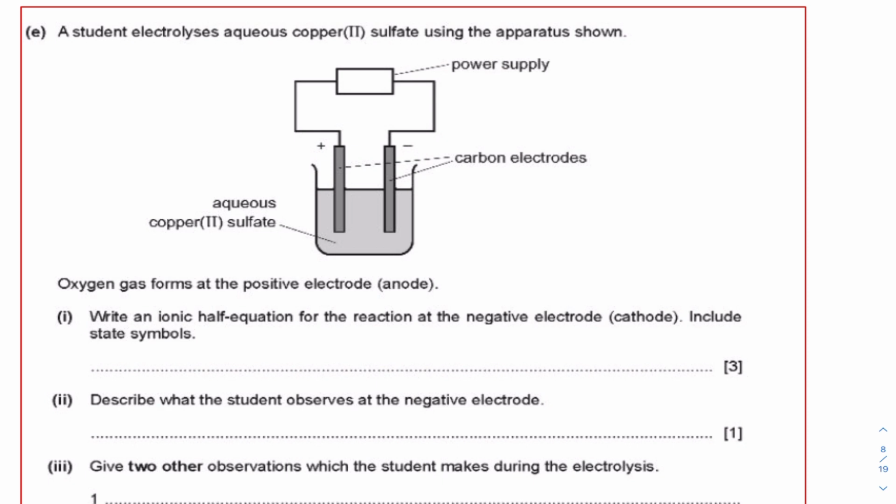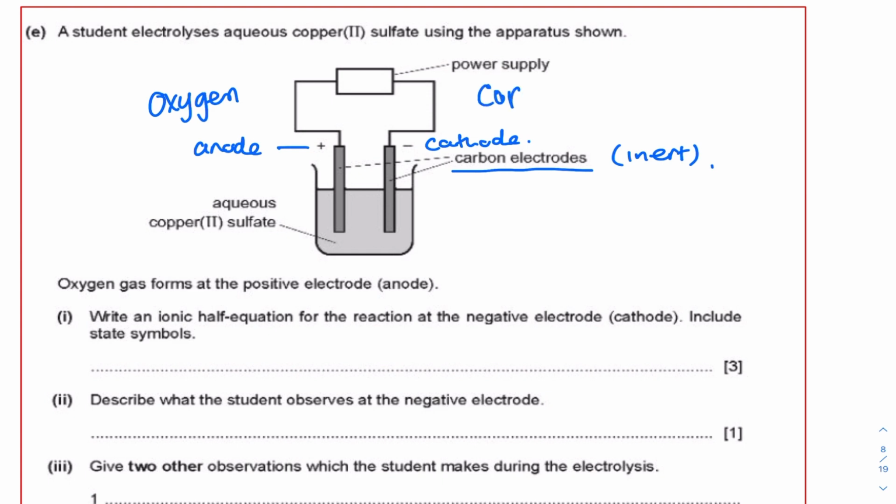So, a student electrolyzes aqueous copper 2 sulfate with the apparatus shown. The first thing you need to do is pick up on the fact that these are carbon electrodes. So of course carbon electrodes are inert. And here's the panic, positive anode and negative cathode. So at the anode, you're going to make oxygen. And at the cathode, you are going to have the copper buildup because it's aqueous copper 2 sulfate.